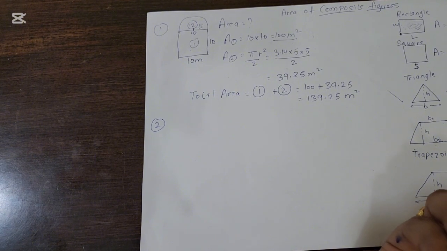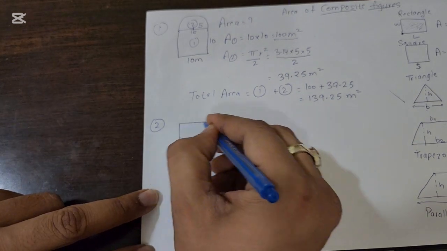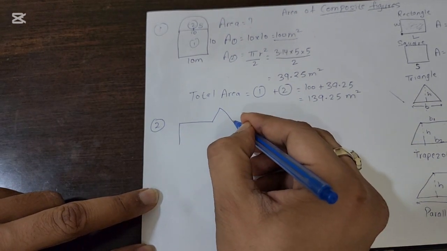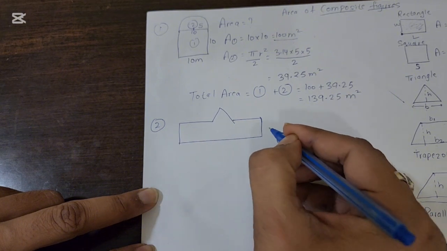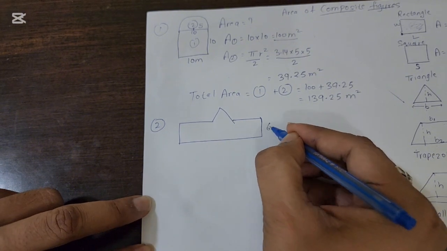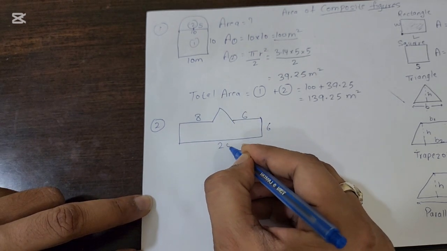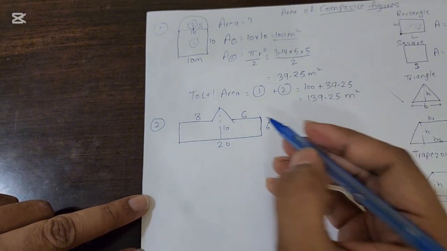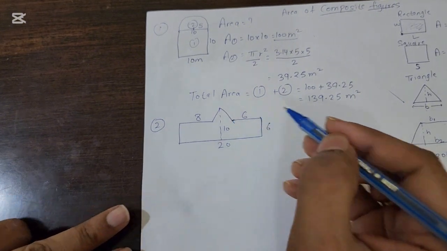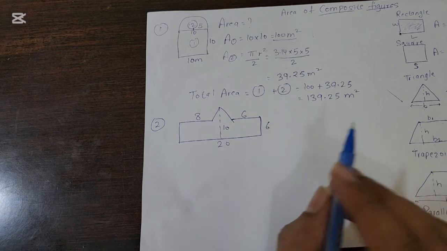I will take an example from the book only because most of the questions come from the book. Okay, let us take this one. Okay, so this is 6, 6, 8, 20 and this is 10. So you have to watch this question carefully because this is a little bit tricky. Not very difficult, but yes, you just have to pay a little bit of attention.